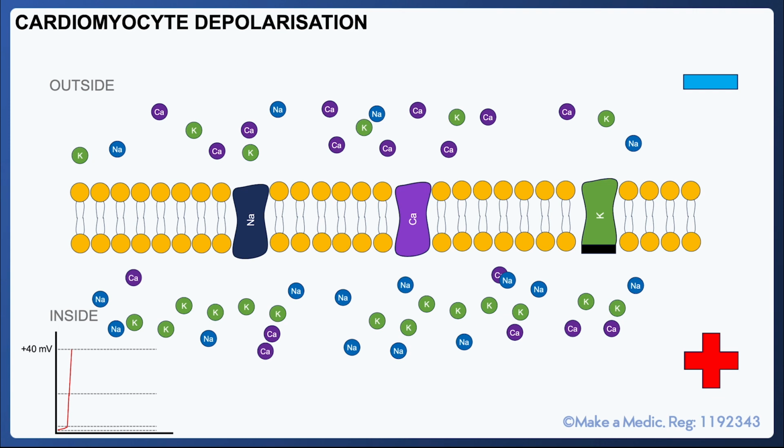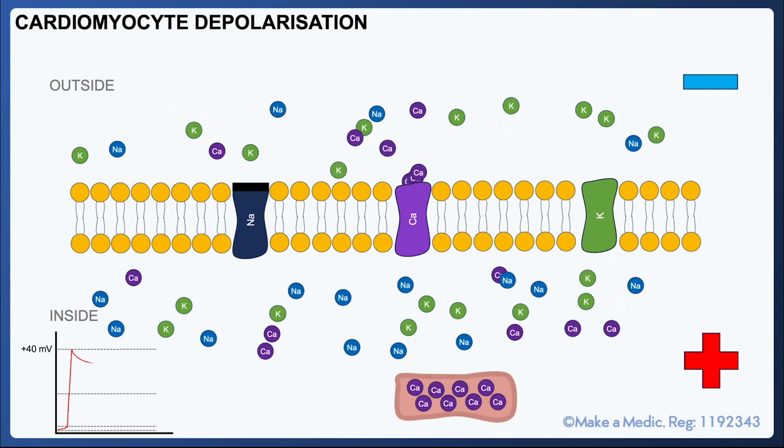Once the membrane potential reaches around plus 40 millivolts, potassium channels open, sodium channels close, and calcium channels remain open. During this phase, the initial efflux of potassium causes early repolarization of the membrane, but then the calcium influx balances the potassium efflux, resulting in the plateau phase, where the membrane potential remains relatively constant.